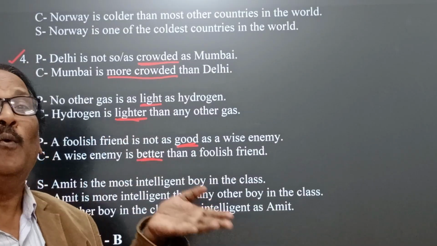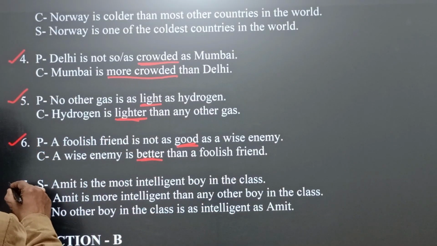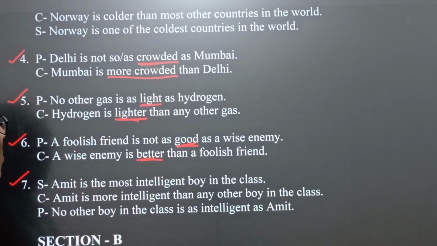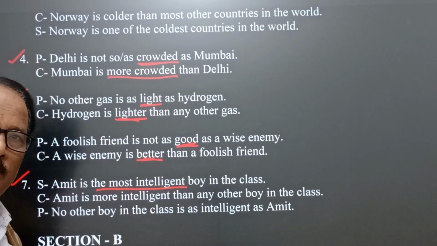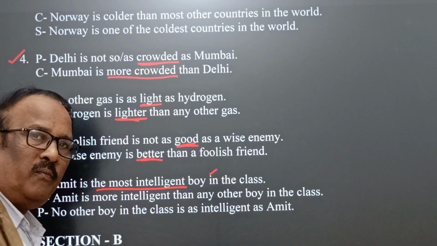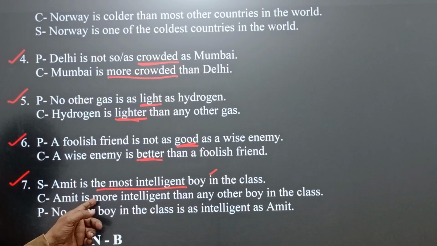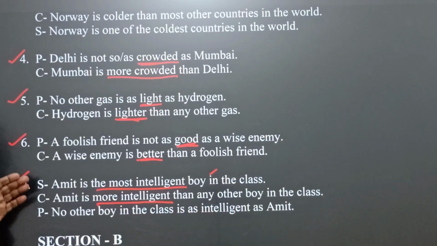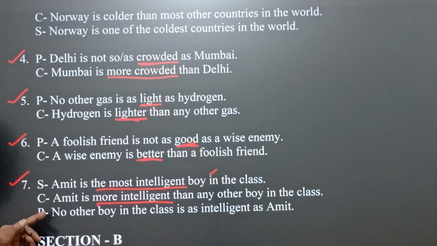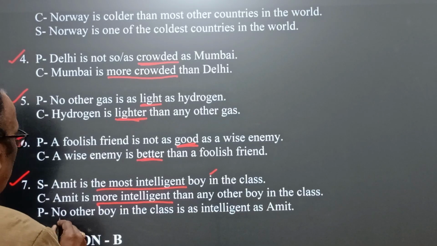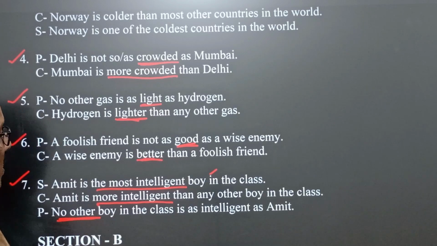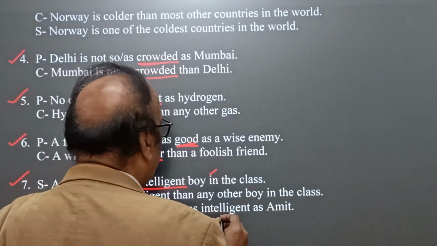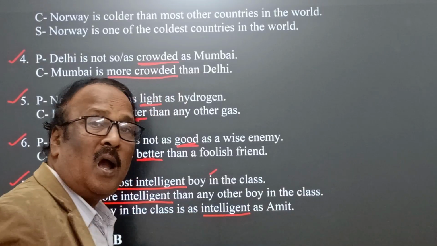This is the fact. Next, point 7: Amit is the most intelligent boy in the class. In is here indicating the place, in the class. Amit is more intelligent than any other boy in the class. If we change the comparative into positive, then we find no other boy in the class is as intelligent as Amit.